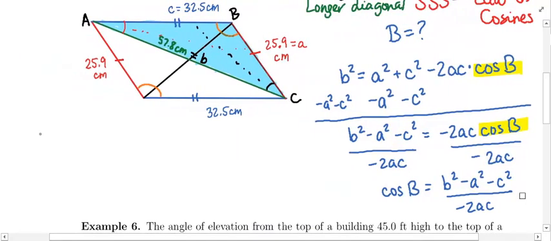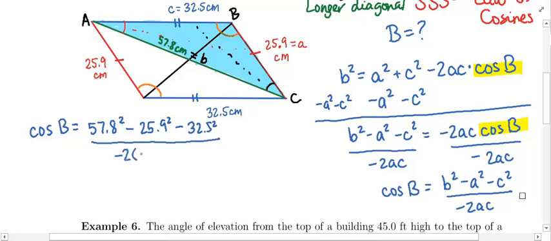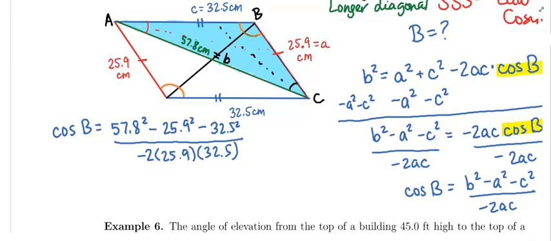Okay, so here we go. The cosine of B is equal to side B squared, so 57.8 squared, minus A squared, so side length A is 25.9 squared, minus side length C squared, which is 32.5 squared, all over negative 2 times A times C. I'm going to go to my calculator and punch this in on the right side, and that will give me a decimal approximation for the cosine of B.